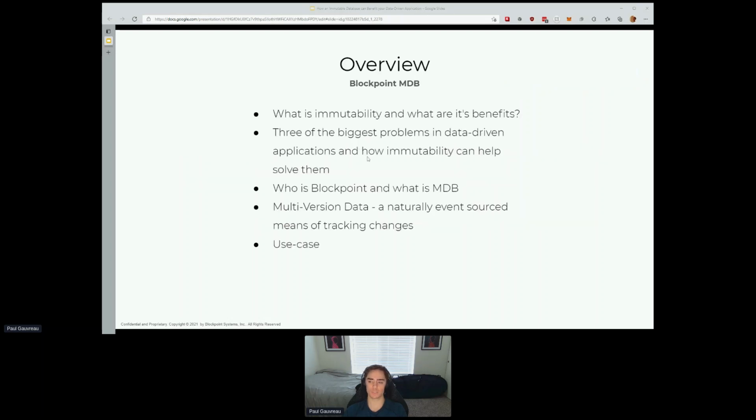So the first thing is I'm just going to give you a quick overview of some of these slides that we're going to run through. First, I'm going to touch on what is immutability and what are its benefits to your application. Then I'm going to go over what I think are some of the 3 biggest problems in data-driven applications and how immutability can help solve them. Then I'll give you a little introduction to BlockPoint, what we do and what is MDB. And then we're going to go over multi-version data, multi-version data being a naturally event-sourced means of tracking changes and what that means. And then we'll jump into a use case.